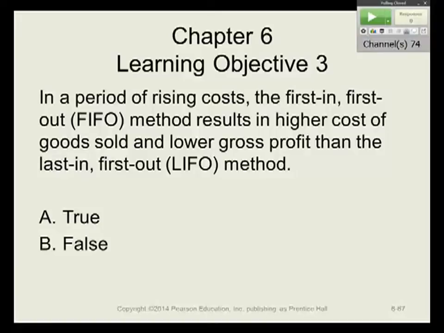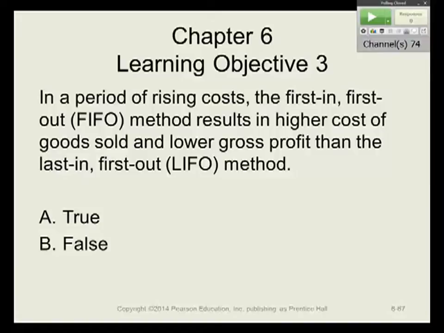I'm starting to get fewer and fewer emails about not getting clicker scores, which is a good thing, but let's just be sure. So go on 74, and I'll ask a couple of questions. So let's go to this first one. This is learning objective 3.